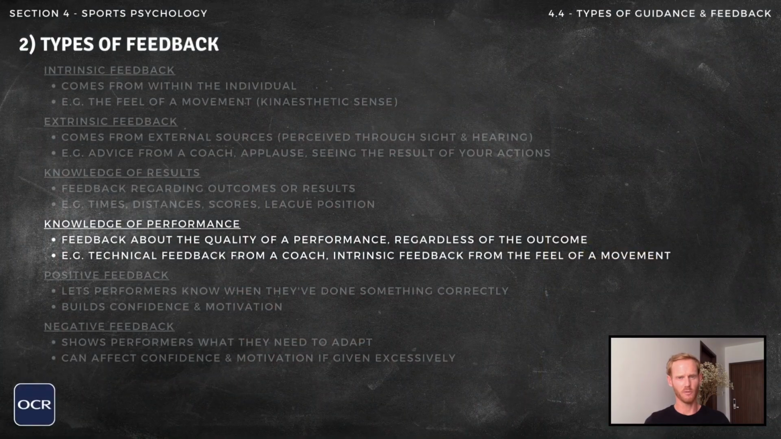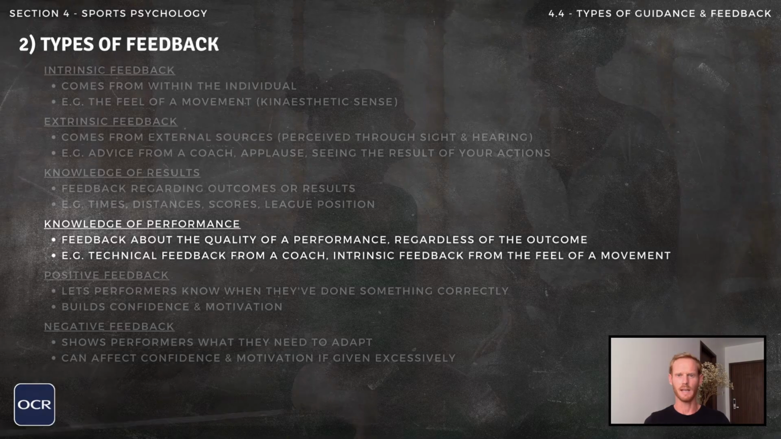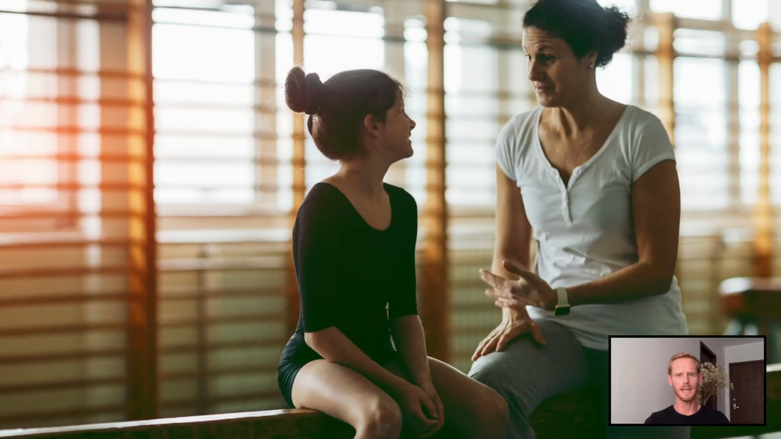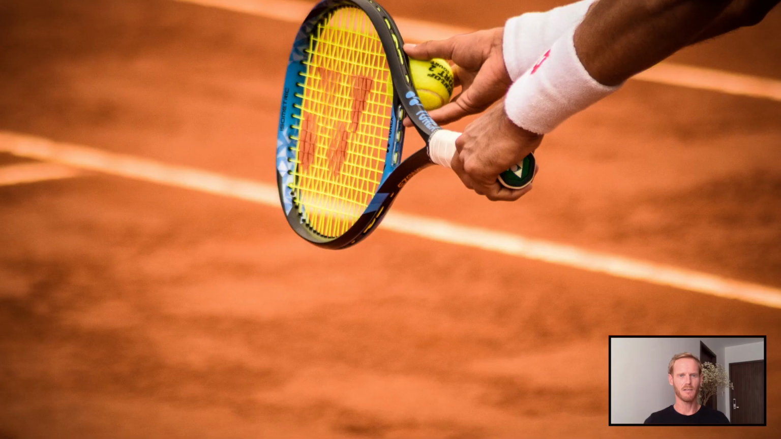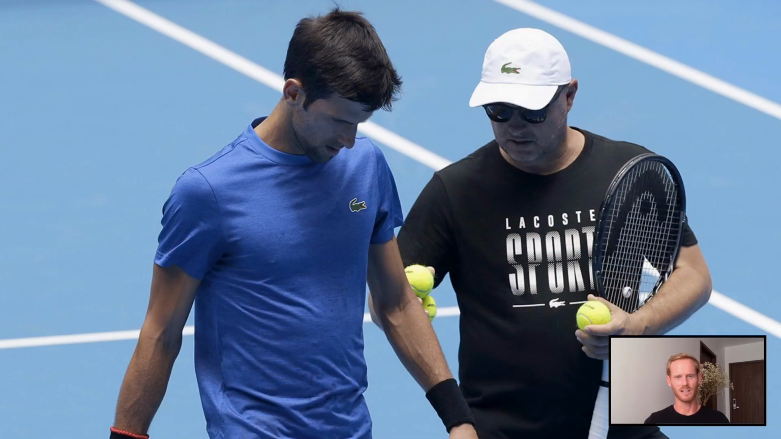Conversely, knowledge of performance is information about how well a skill or movement is executed, regardless of the outcome. It's often received during or immediately after competition and can be either intrinsic or extrinsic. For example, a tennis player receives intrinsic feedback regarding the performance of a ground stroke from the feel of the swing, and extrinsic feedback relating to their service action from the coach after the match.